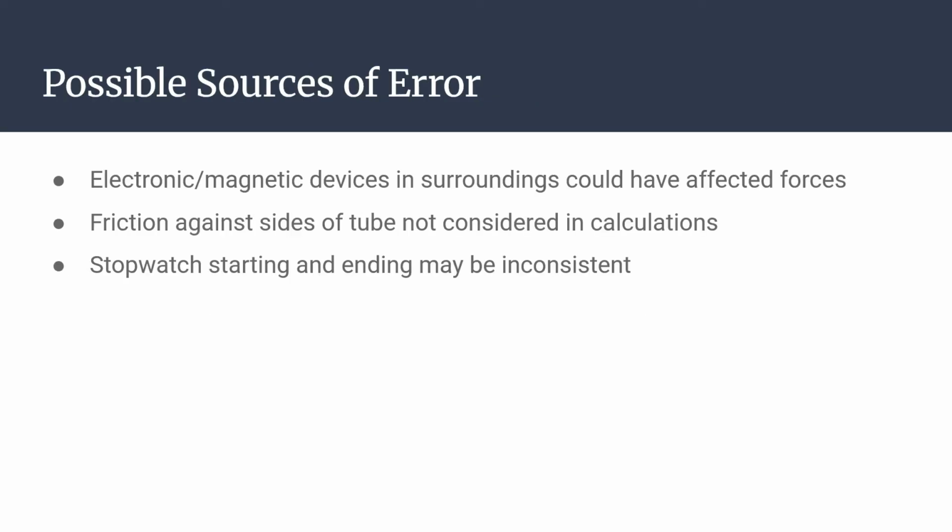So possible sources of error. There are other devices or electromagnetic devices in the surroundings that could have affected the forces. We're also neglecting the friction that may have happened against the side of the tube, so it may have caused a longer time than what is expected. And the stopwatch, when we were taking the time, was inconsistent in starting and ending. That's based on human error in our reaction time and not being super consistent with that.